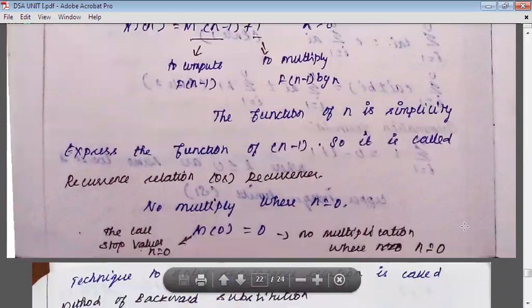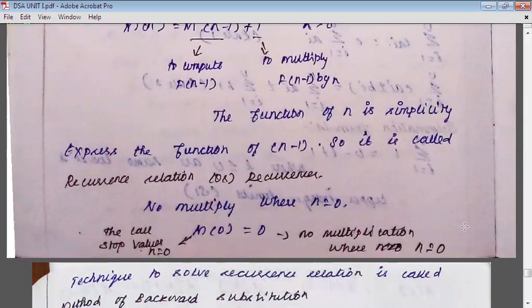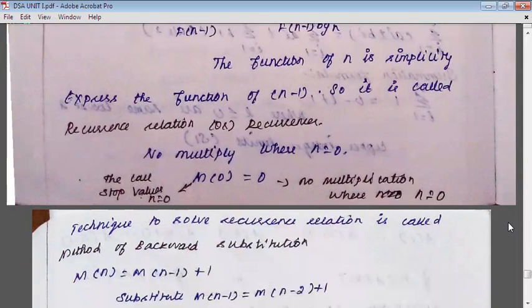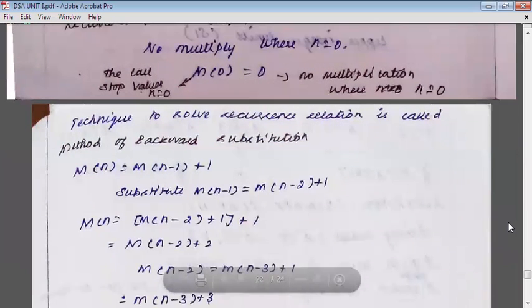Okay, so when n equals 0, no multiplication occurs. So we call n equals 0 the stop value: M(0) equals 0, no multiplication occurs. Suppose the n value equals 0, then no recurrence relation will be executed. The technique to solve a recurrence relation is called the method of backward substitution.